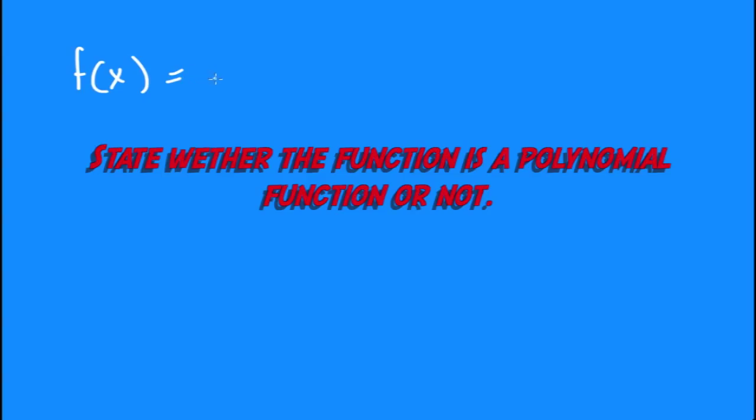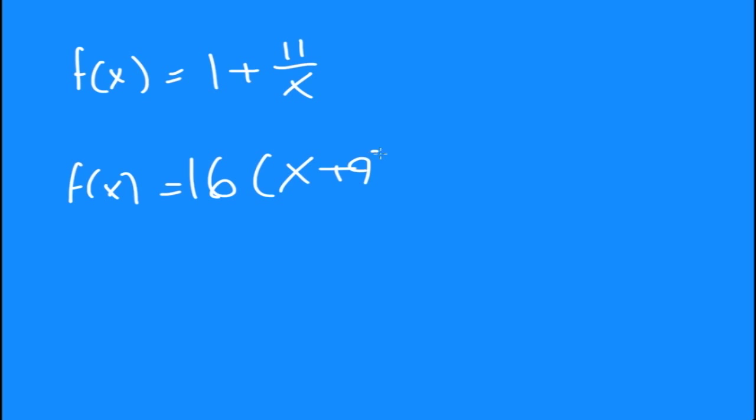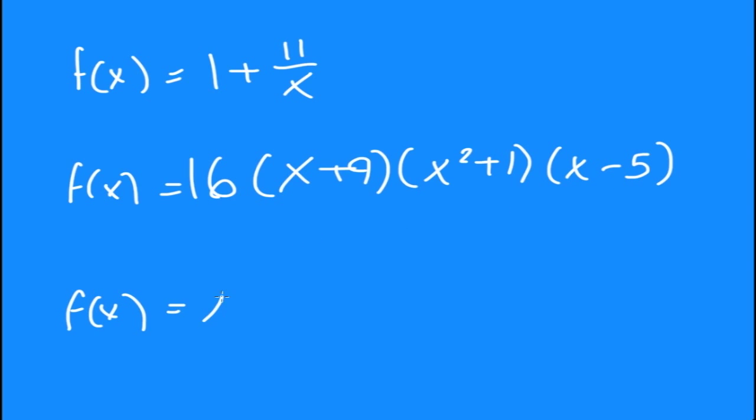State whether the function is a polynomial function or not. If it is, give its degree. If it is not, tell why not. So we have 1 plus 11 over x, and we also have 16 x plus 9 times x squared plus 1 times x minus 5, and 4 times x minus 1 to the 12th power times x plus 1 to the 8th power.